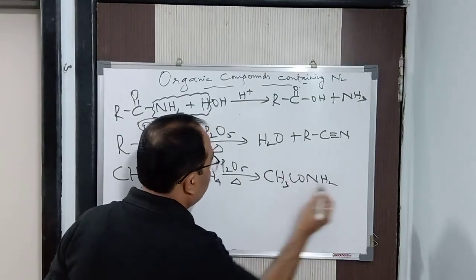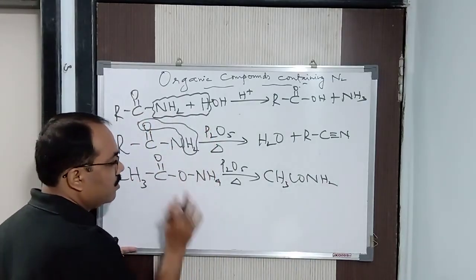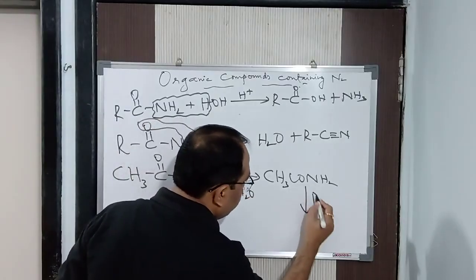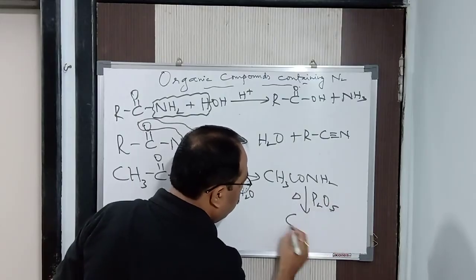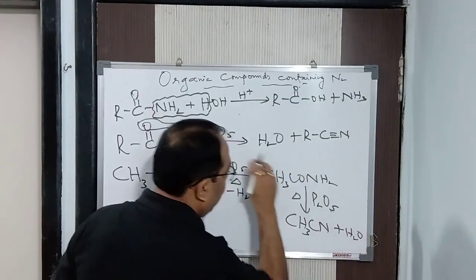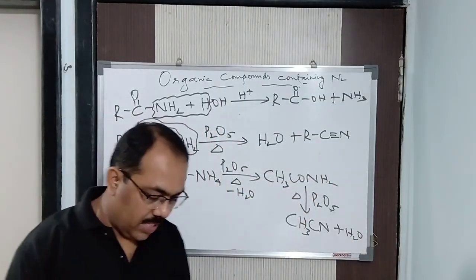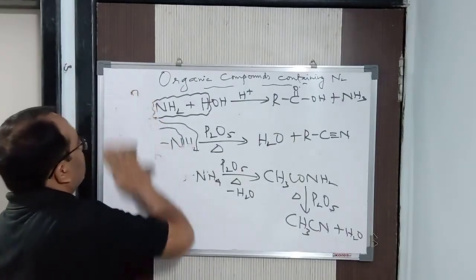CH3CONH2. See here, 2 hydrogen and one oxygen will be removed, and hence you get CH3CONH2. Water is removed, which is further heated with P2O5 to give you CH3CN plus water, which I have written here. So in this way we can get these particular reactions. Fine. So this is another method.